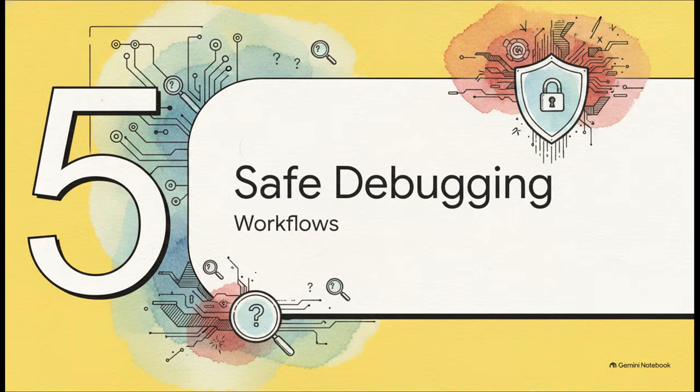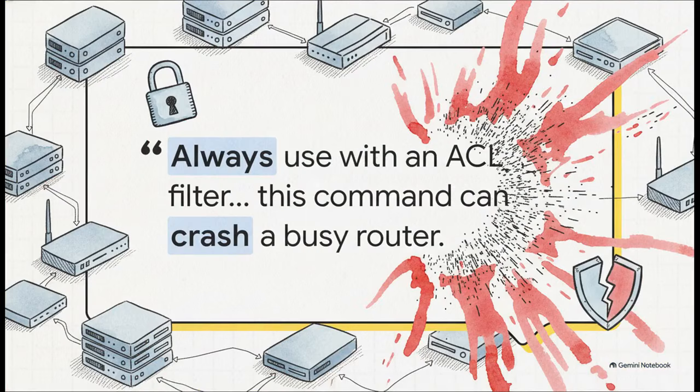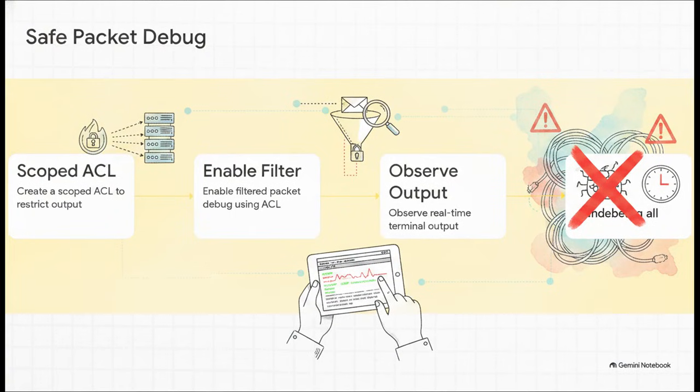Section 5. Safe debugging workflows. Okay, sometimes our basic show commands just aren't cutting it, and we have to pull out the heavy artillery, real-time debugging. But listen closely, because here is a golden rule you must take incredibly seriously. When you're using debug ip packet to trace individual packets, you must absolutely always use an ACL filter in a production environment. If you run this command unfiltered, it generates so much output that it can literally saturate the CPU and crash a busy router. Seriously, you do not want to be the engineer who causes a massive outage while trying to fix a minor one. So I'm going to carefully guide you through this 4-step safe workflow.